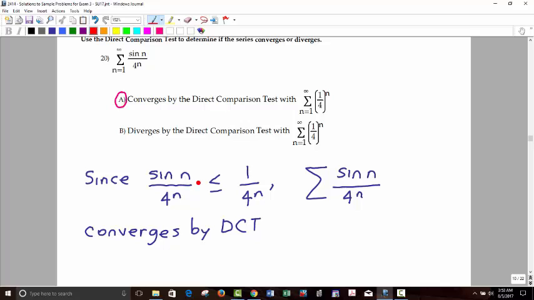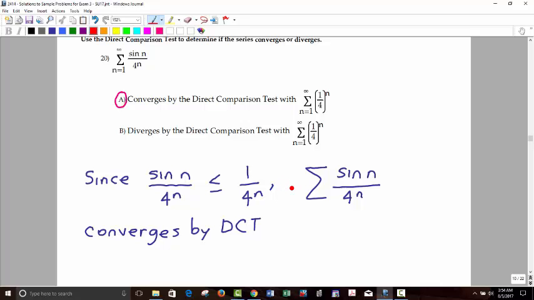Then we can say that sine of n is always less than or equal to 1. It can equal 1, but it's always less than or equal to 1. The direct comparison test basically says that if the larger series converges, the smaller will converge. So we know 1 over 4 to the n, which is (1/4) to the n, is a converging geometric series.